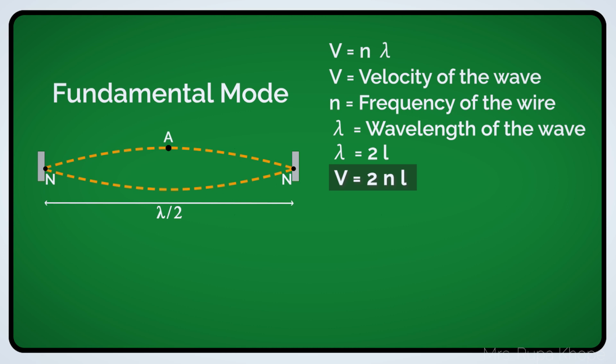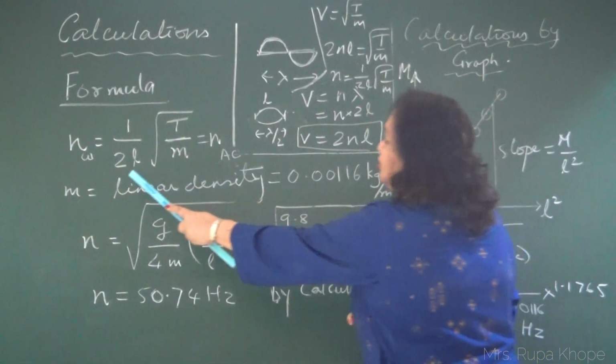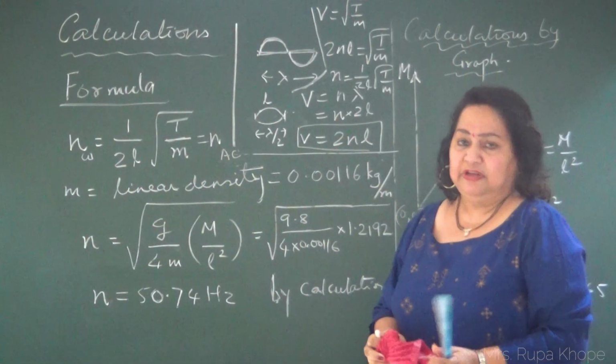This formula we get. But we also know that v is equal to root T by m. And therefore we can equate these. So we get 2nL is equal to root T by m. So n is equal to 1 upon 2L root T by m, which I have written here. This is what we get.